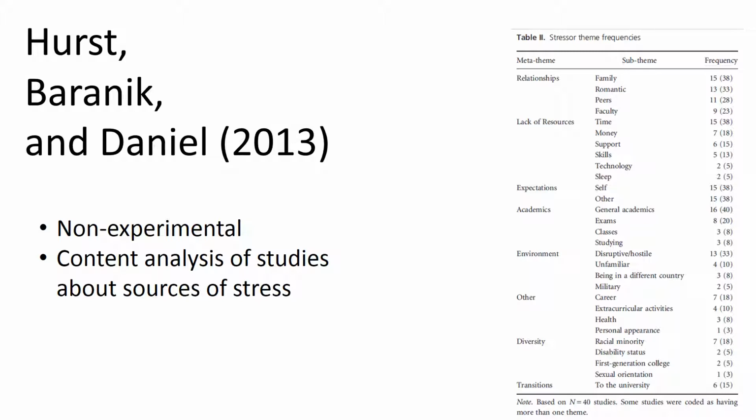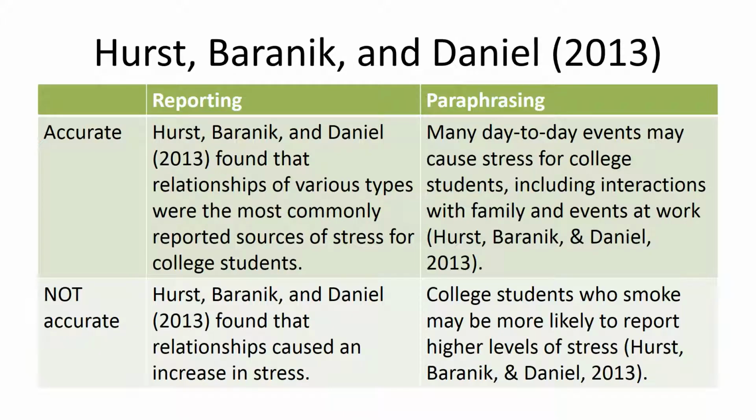The second article I've used in the examples, by Hurst, Baranik, and Daniel, is even more helpful for thinking about what we can say and can't say in different structures, given the design of the study. This was the study that compiled the results of other studies about sources of stress in college students to increase our understanding about sources of stress. The study included findings about several sources of stress, so we could accurately report on the results in a number of ways. The information in the top row of this slide is just one example.